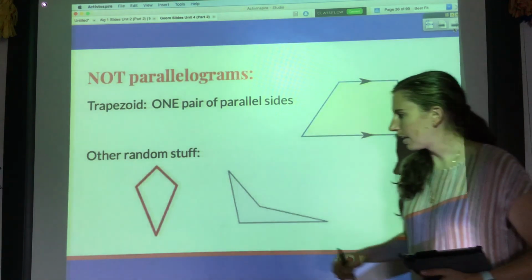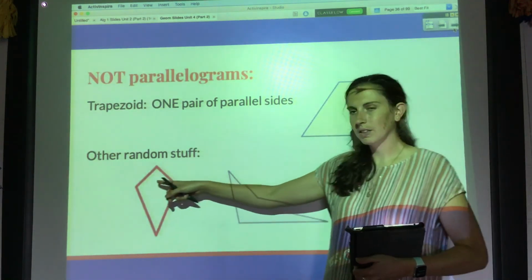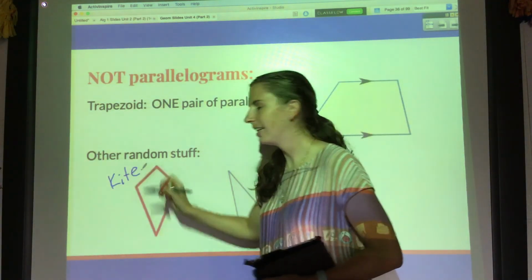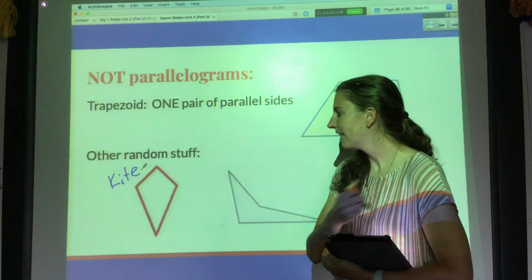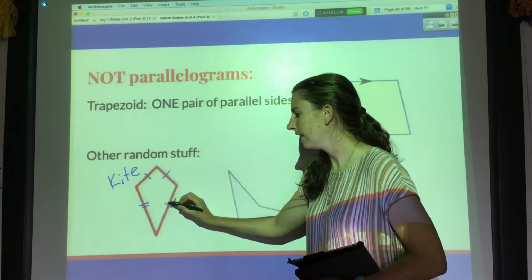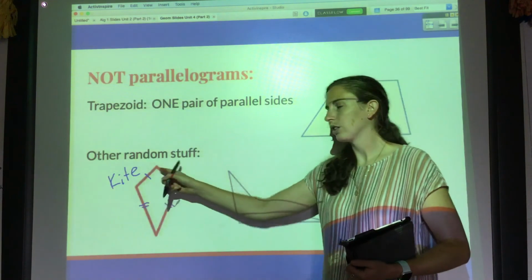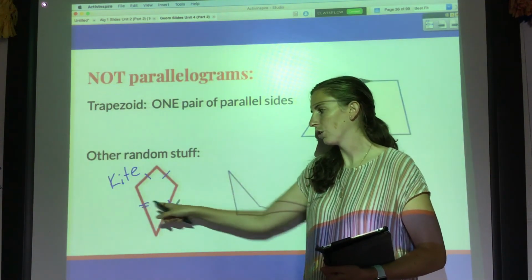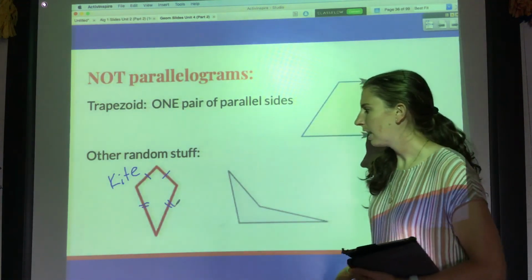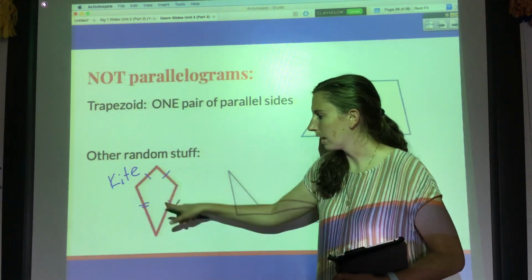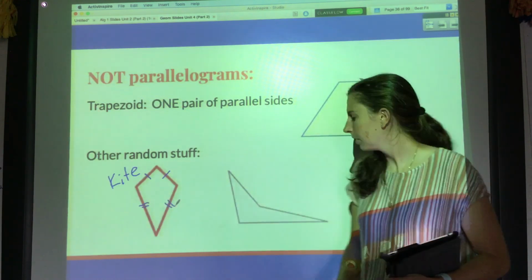A couple other random ones. This one is actually called a kite. A kite literally looks like a kite. It's got two pairs of congruent sides that are right next to each other. They're adjacent. So two consecutive pairs of congruent sides. Again, this is not a parallelogram because these two are not parallel, these two are not parallel.